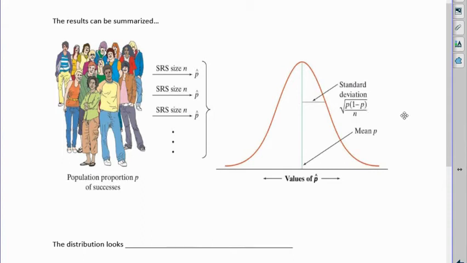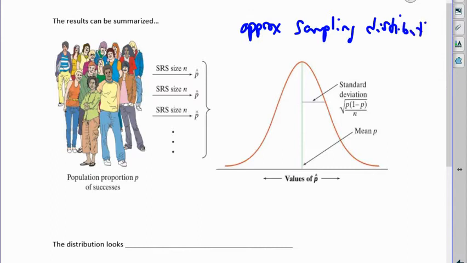So the results can be summarized as follows. You have a population, all these people, you take a simple random sample of size n, you get a p hat, then you throw the people back in there, do it again, take another p hat and another until you have this sampling distribution, but probably it's approximate, of p hat.